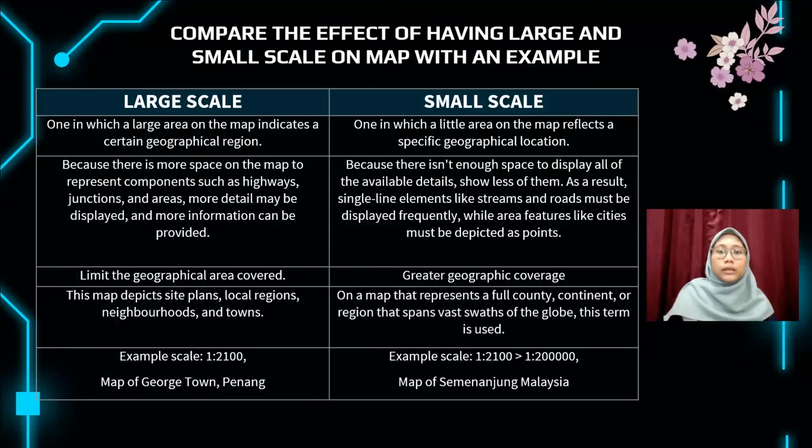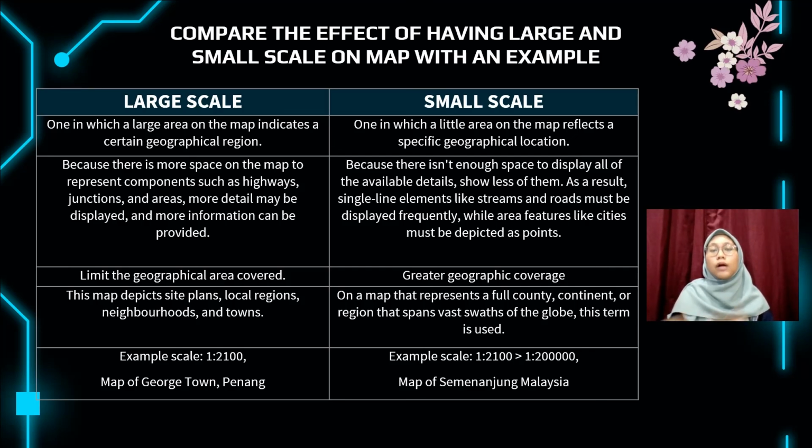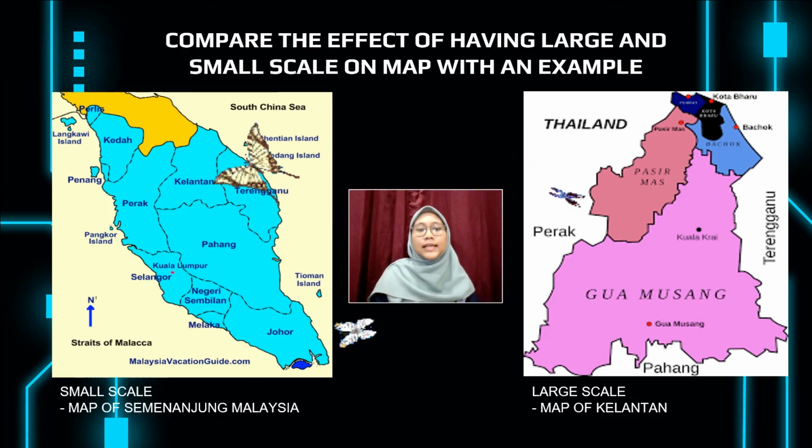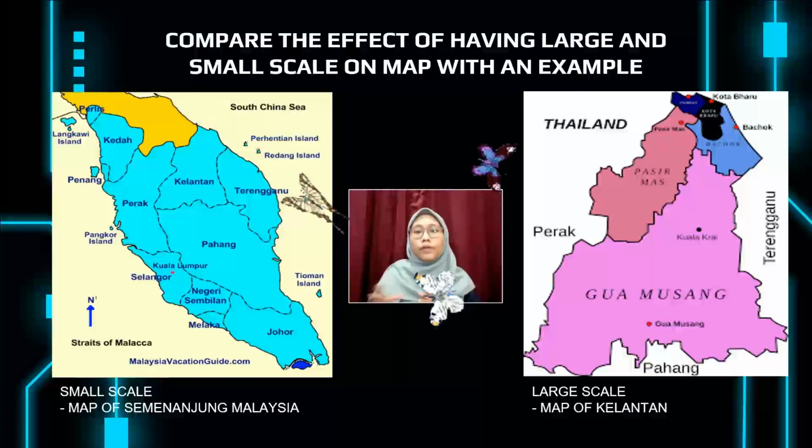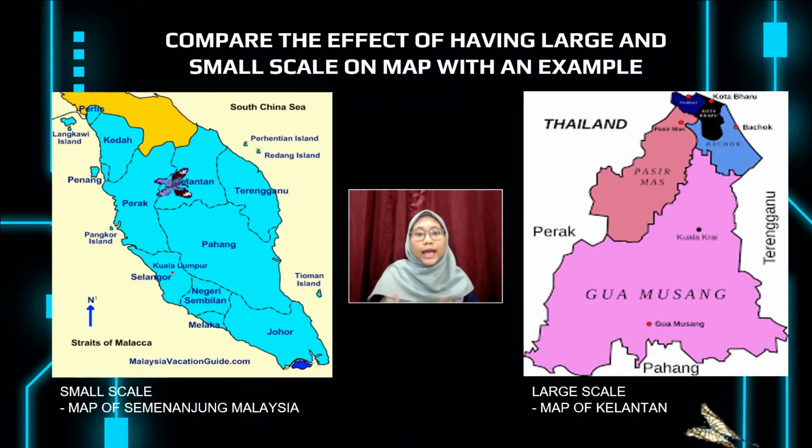For the large scale, this map depicts sites, plants, local regions, and neighborhoods and towns. Meanwhile, the small scale term is used on a map that represents a full country, continent, or region that spans vast swaths of the globe. An example for the large scale is a map of Georgetown, Penang. And an example of the small scale is a map of Semenanjung Malaysia. As we can see here, these are the differences of a map having a small scale and large scale. For the large scale is the map of Kelantan, and for the small scale is the map of Semenanjung Malaysia.